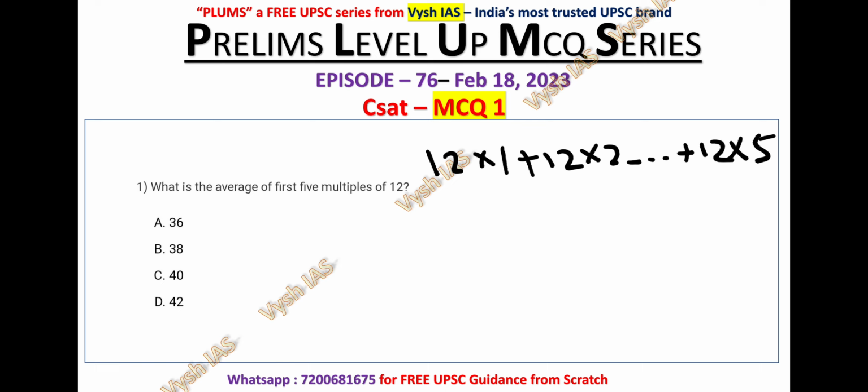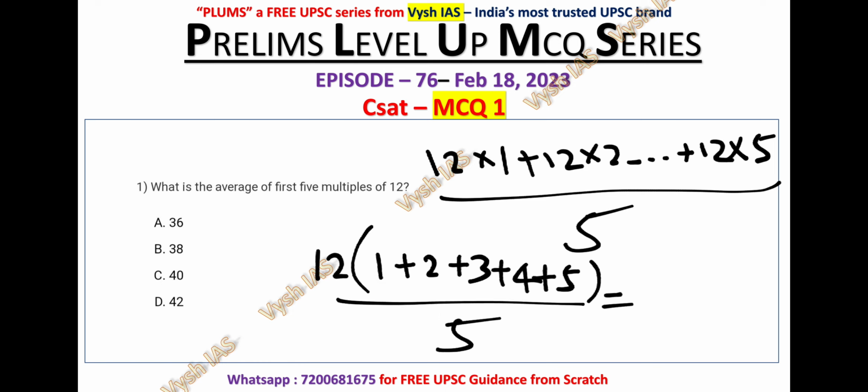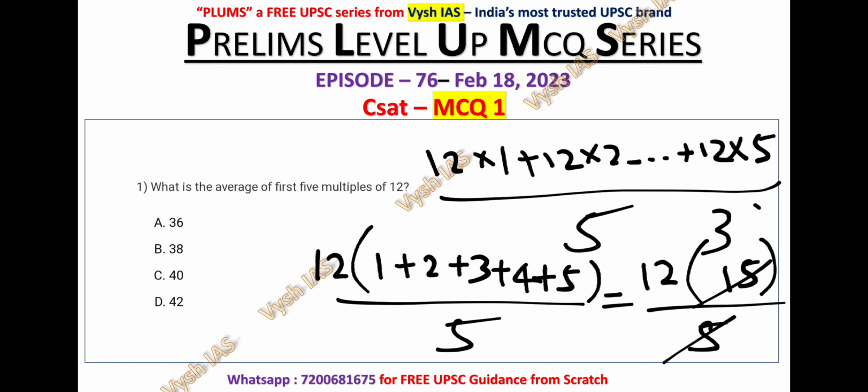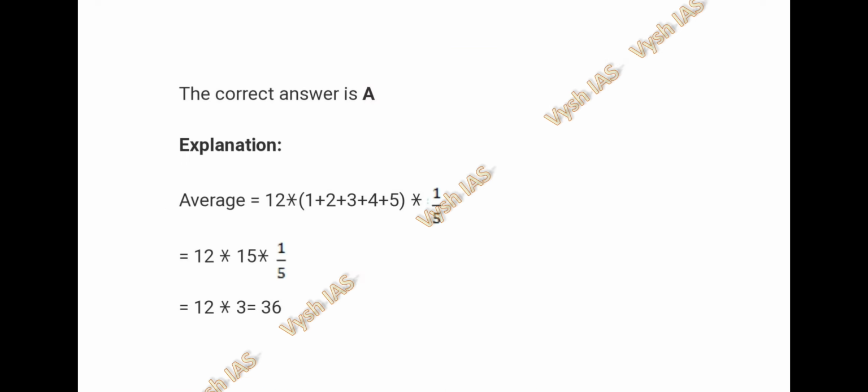They're asking about 5 numbers, right? So how many numbers are there? 5 numbers. If we take 12 common, it becomes 1 plus 2 plus 3 plus 4 plus 5 divided by 5. So 12 into (1 plus 2 plus 3 plus 4 plus 5) is 15, by 5. 5 3s are 15, 12 3s are 36. 36 is the answer for question number 1. So option A is correct for question number 1, 36.